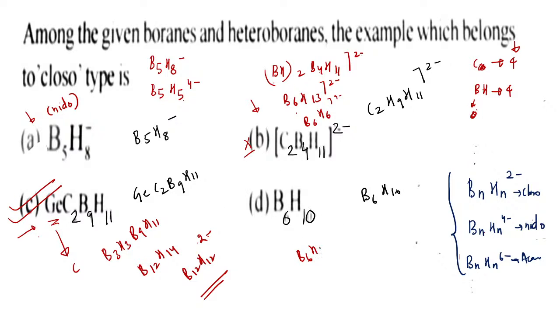So B6H6 4 negative. So this is nido. Okay, so this one is nido, this is nido, and all three options are basically nido, and only one option is closo. So the correct answer is option C. I hope it's clear. If you have any doubts in this question, you can definitely ask.